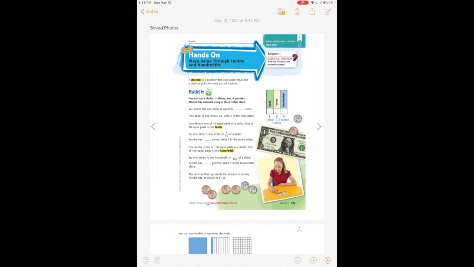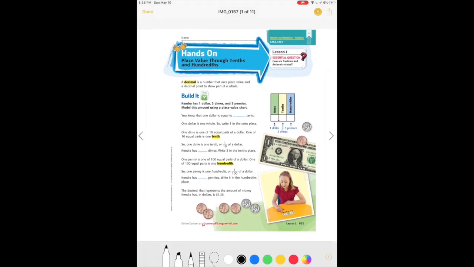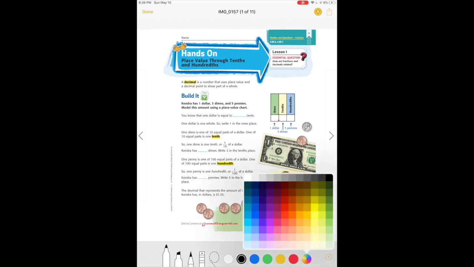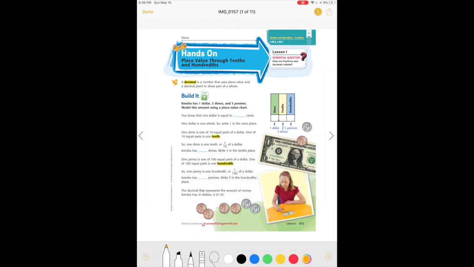All right, so let's jump in with hands-on place value through tenths and hundredths. Up here at the top, let's write in orange today. We've never written in orange before. It says a decimal is a number that uses place value and a decimal point to show part of a whole. All right, so we are working with decimals.